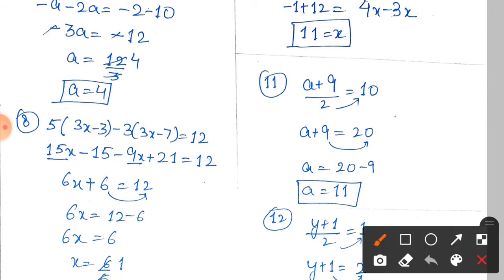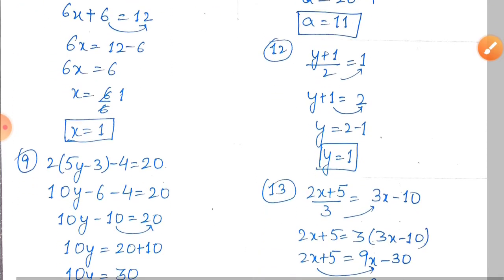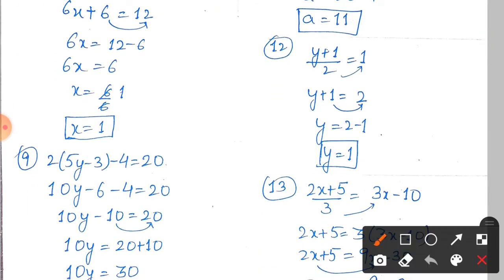Now question number 11. In question number 11, division is there. First thing, we will transpose 2 towards the right side, and this division will become multiplication. So we will have a is equal to 11. Now question number 12 is again the same division form.